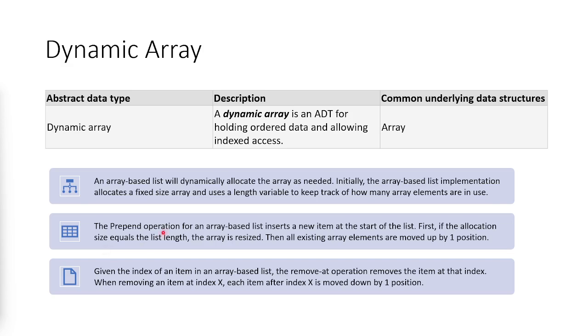But the prepend operation for the dynamic array finds the information and determines if the array needs to be lengthened. If so, it's going to be resized. And then it's going to move all elements up by one position so that element 0 is now available to be updated. If we wanted to remove an item, it's the same kind of thing, just in reverse. We're going to look at each item after index 0 and move it down by one position.